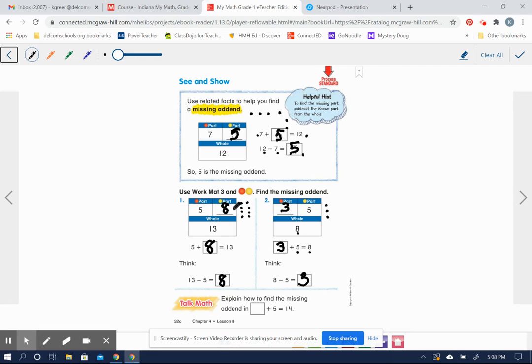So explain how to find the missing addend in blank plus 5 equals 14. Okay, you take a minute and tell your dog, tell your mom, tell whoever's sitting close by. How would you find out this missing addend? Pause the video, talk about it.